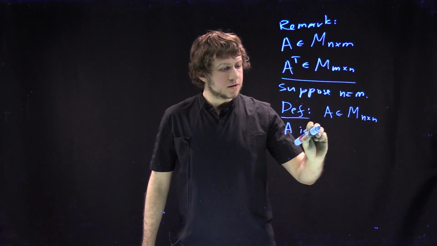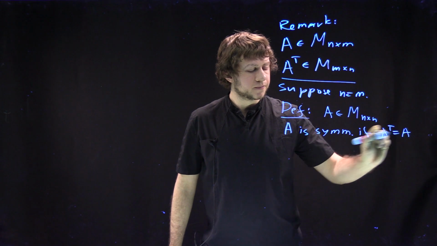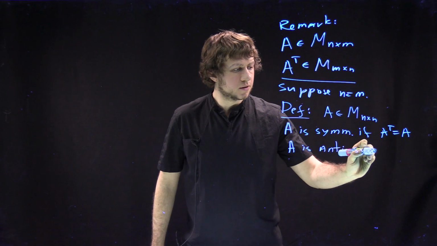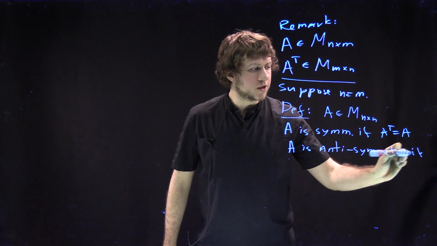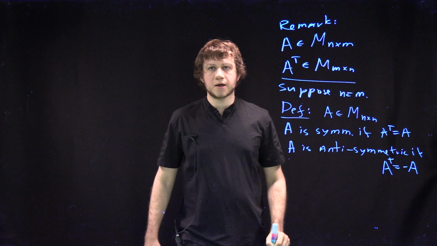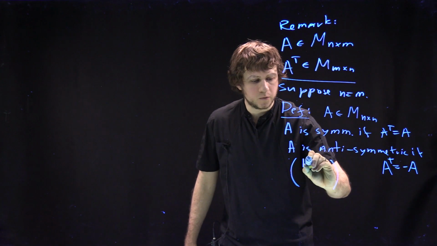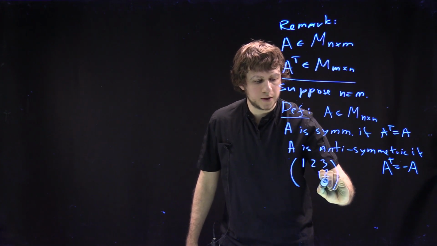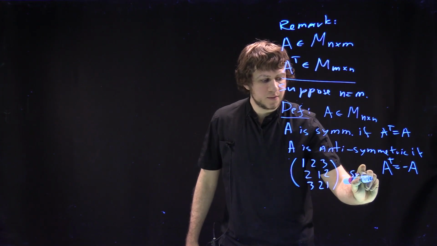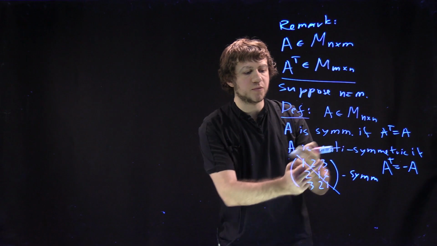A is symmetric if A transposed equals A, and A is anti-symmetric if A transposed equals minus A. So basically, what is symmetric? Let me do 1, 2, 3, 2, 1, 1, 2, 3, 2. This one is symmetric. And symmetric just means that when you look at the main diagonal, it has a symmetry over the diagonal. When you flip, you get the same thing.